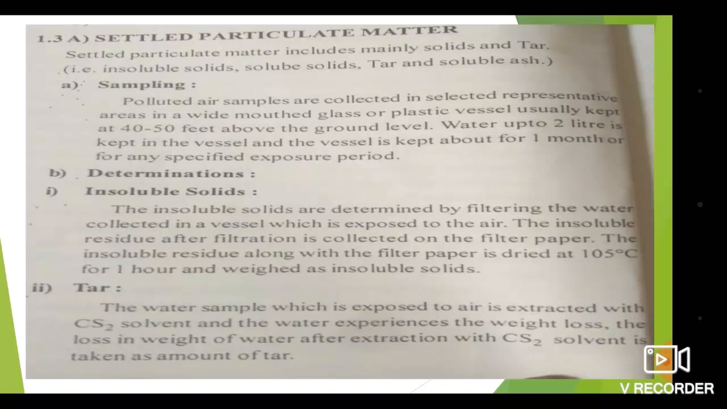After this, determinations are carried out after sampling. The insoluble solids are determined by filtering the water collected in the vessel which is exposed to the air. The insoluble residue after filtration is collected on the filter paper. The insoluble residue along with the filter paper is dried at 105 degrees Celsius for 1 hour and weighed as the insoluble solids.